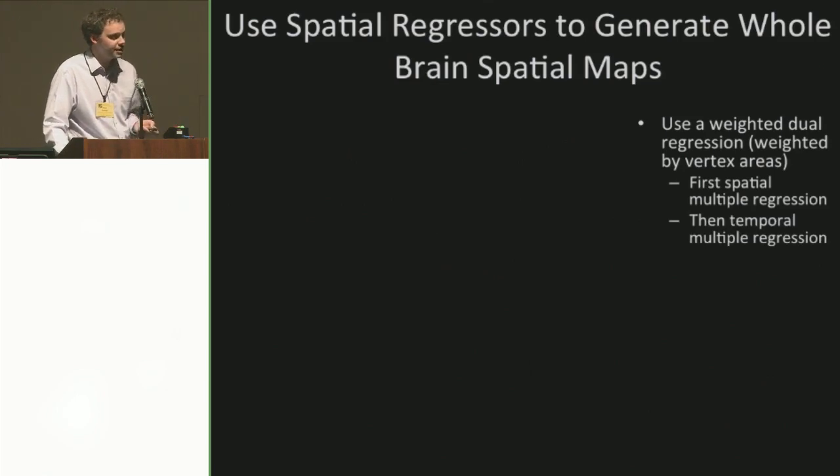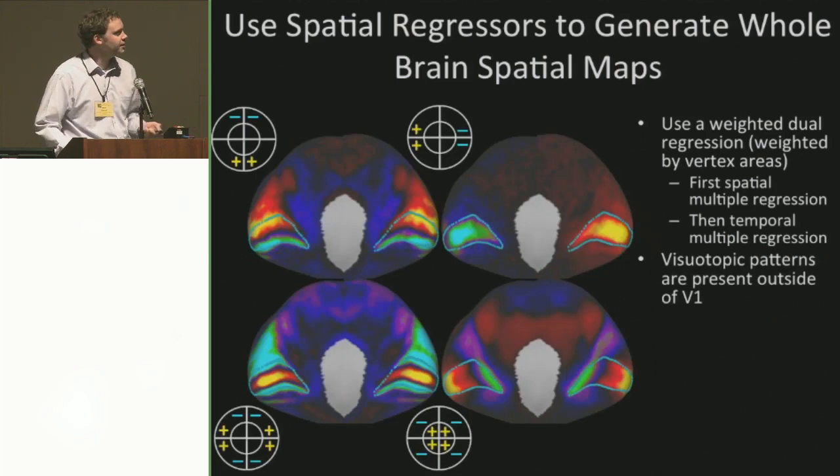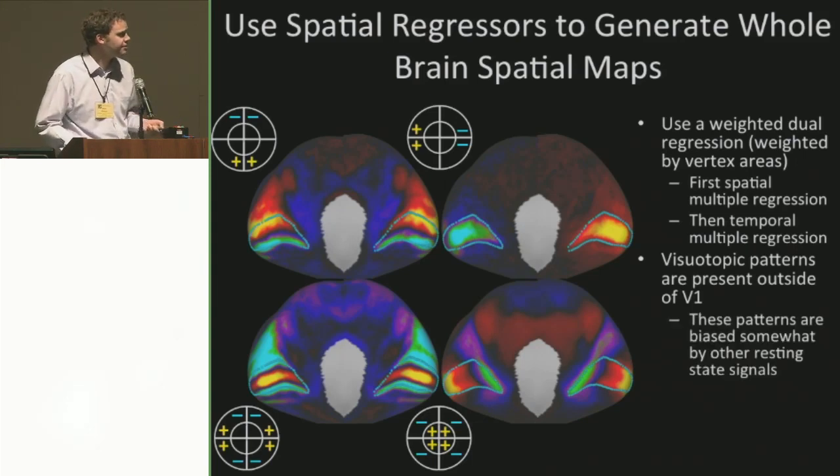And then you take that time course for each spatial map, and again, you multiple regress them into the resting state time series, and you get new spatial maps. So while we were first limited to being only in V1, once we've been through this process, we have whole brain maps here. Although these still are biased a little bit by some other resting state signals.